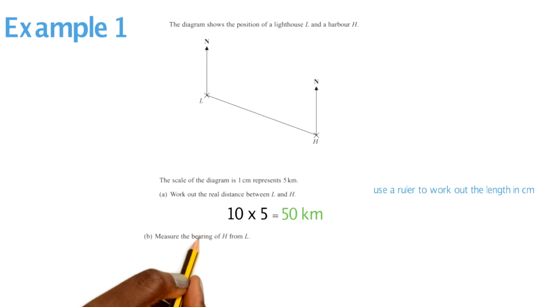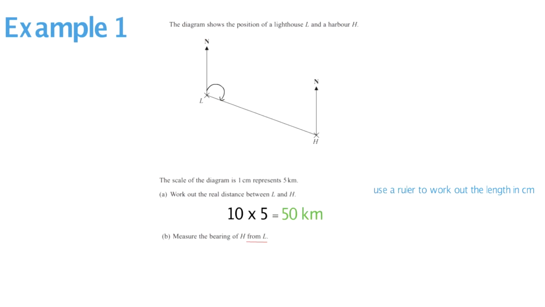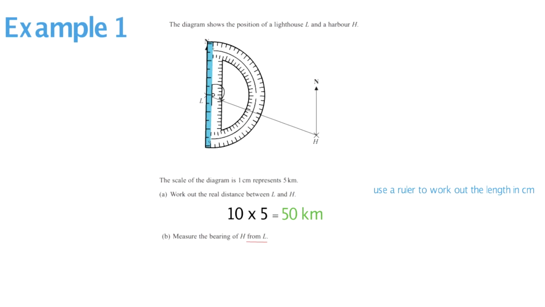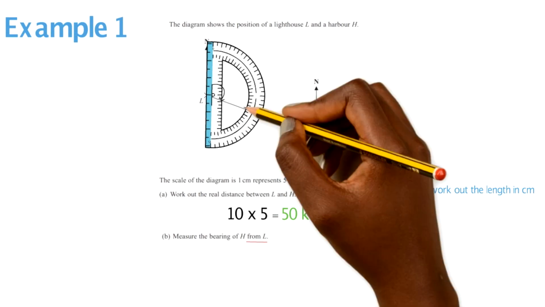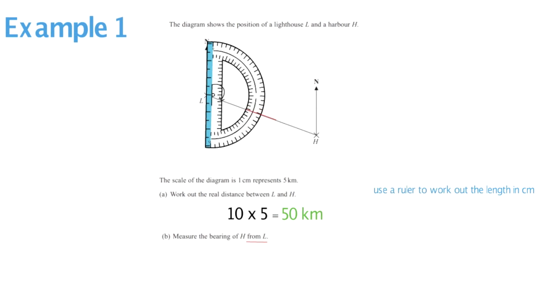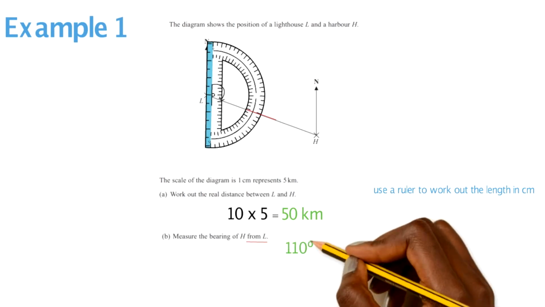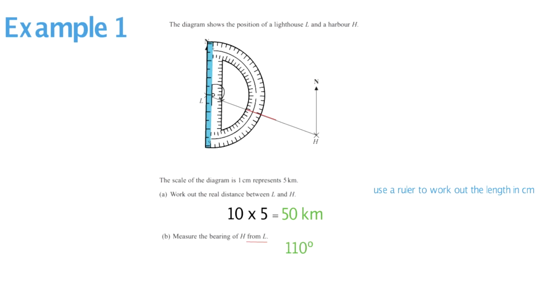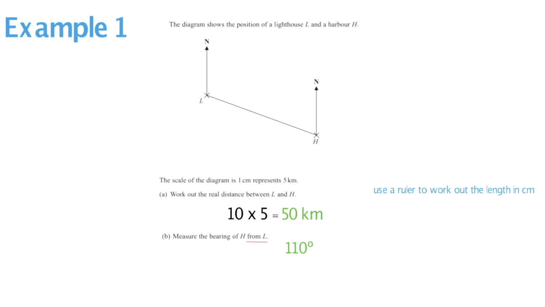Then, in part B, it now wants you to work out the bearing of H from L. So we are going to draw our angle from the north of L, where it hits the line of the L to the H, using your protractor, again marking where the line actually hits your protractor. Mine is hitting my protractor at 110 degrees. So that's that answer. Yours would be more to scale. Mine's on a computer.